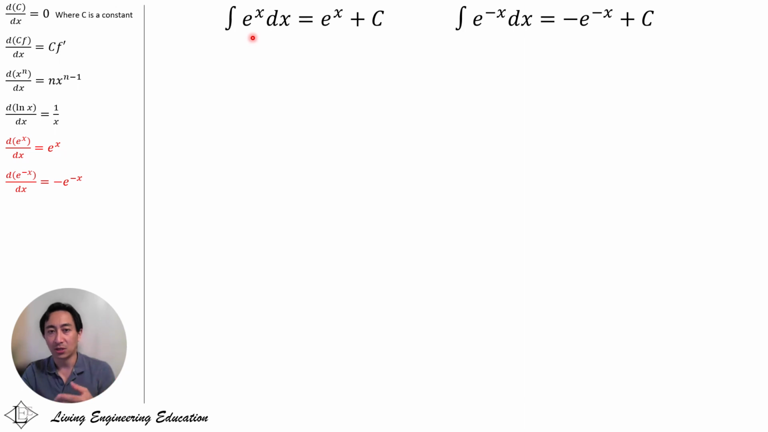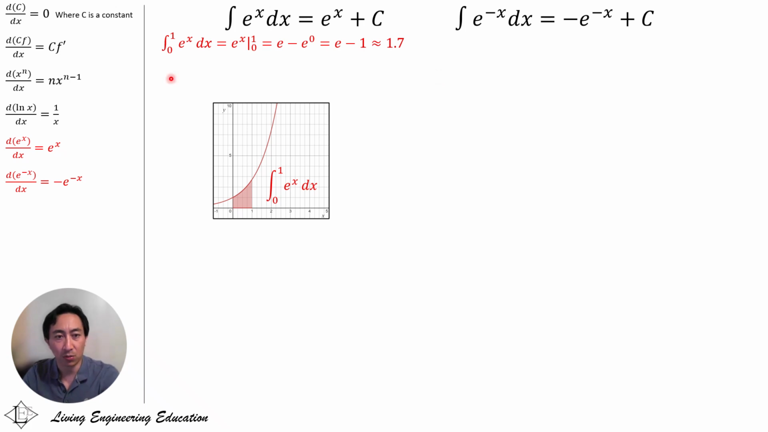The derivative of e to the x is equal to e to the x. So the integral of e to the x would also be equal to e to the x. The derivative of e to the negative x is negative e to the negative x. So the integral of e to the negative x would be negative e to the negative x, as we see here.